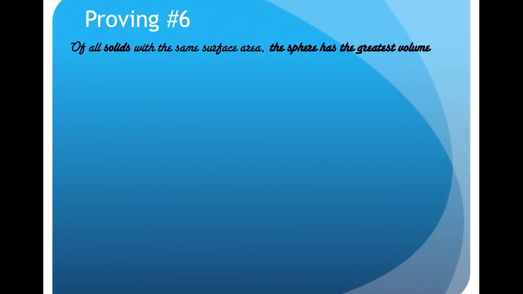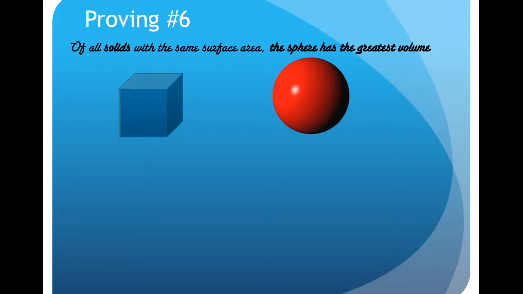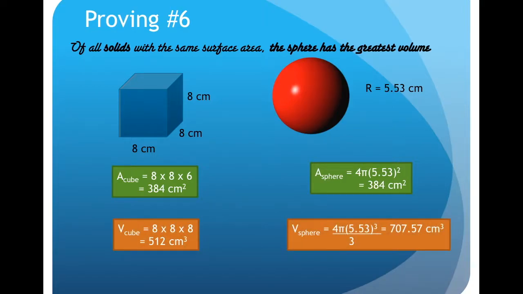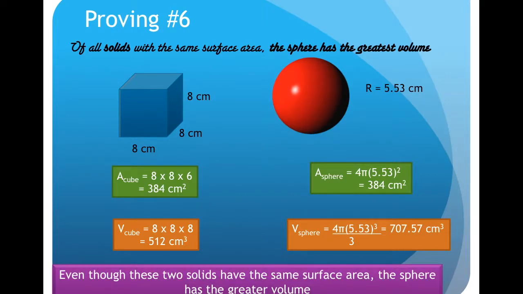Number 6 says of all solids with the same surface area, so any solid with the same surface area, the sphere has the greatest volume. So here's a cube and here's a sphere. I give you some dimensions of the cube and I tell you that the radius of the sphere is 5.53 centimeters. Let's check if they have the same surface area. They do have the same total surface area. So let's check their volume. The sphere has, yes, of course, the greatest volume. So even though these two solids have the same surface area, the sphere has the greater volume and it will always be the one with the greatest volume when you're comparing all solids with the same surface area.